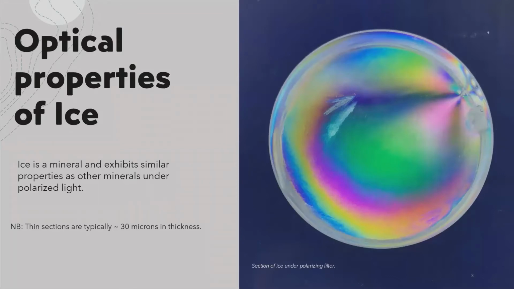In terms of the optical properties of ice, ice is actually considered a mineral, and it exhibits similar properties as other minerals under polarized light. Thin sections, which is what we normally call these sections of ice, minerals, and so on, are usually around 30 microns in thickness. So it stands to reason that we will get a better result in terms of the pleochroism of ice at thinner thicknesses.